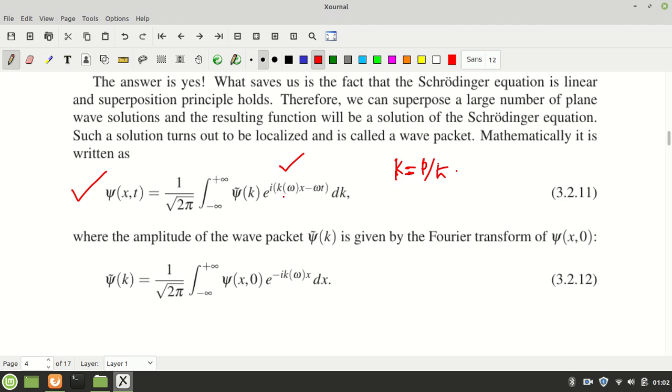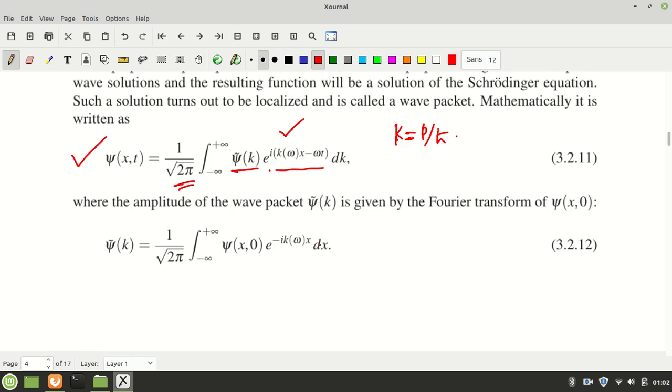Just keep in mind that k is a continuous variable, and here e to the power i(kx minus omega t) is a plane wave solution. Those plane wave solutions are superposed on each other with different amplitudes, where the amplitude part is written as psi tilde k, and these solutions are summed up from minus infinity to plus infinity. Just ignore the prefactor for the time being.